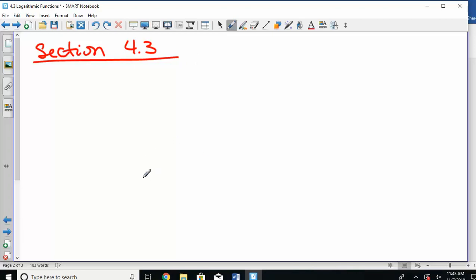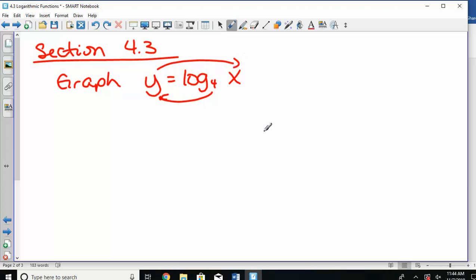Graphing logs. If I said to graph y equals log base 4 of x, how do you do that? Change it to exponential, so it'd be 4 to the y power equals x. Make your t-chart. This time we're going to plug in for the y because it's the exponent, so that's our -1, 0, and 1.